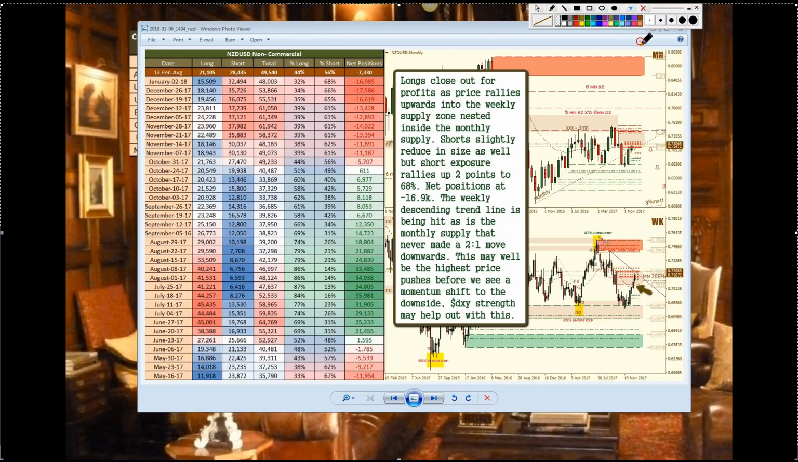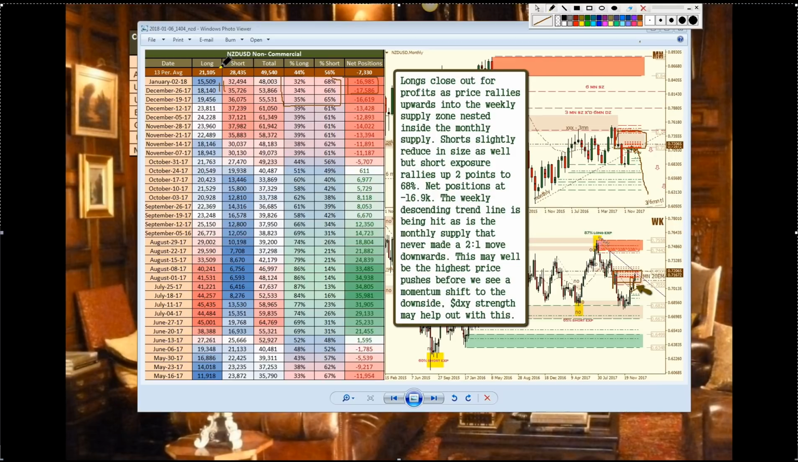So we have the Kiwi, and we see that longs dropped from 18,000 to 15,000 positions, and we also see that shorts dropped from 35,000 to 32,000. That came as price was rallying upwards into this weekly area of supply, nested within this monthly area of supply. I'm expecting a momentum shift and then price to drop. That's what I'm watching for. And if you take a look at the data, it is a bearish bias with negative 16,900 net positions. So that is what I see with the data.